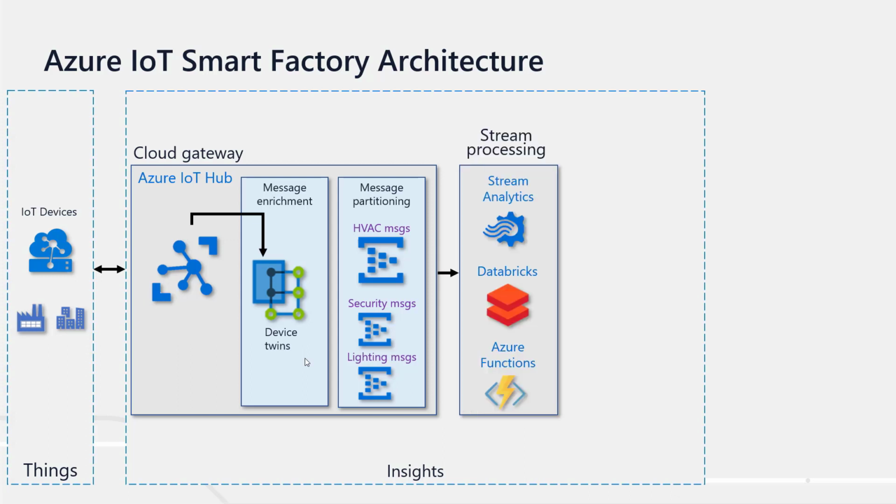Now, as that data flows through the system, we want to do stream processing on that. And these are common services that you would use for stream processing. So, for example, there is Stream Analytics. There is Apache Spark Streaming, which is part of Azure Databricks, and there is Azure Functions, which can all be used, common services used for stream processing.